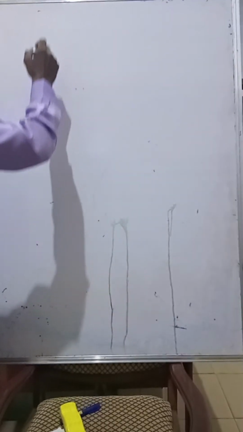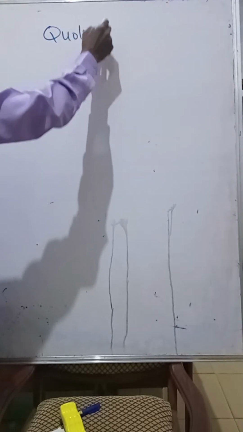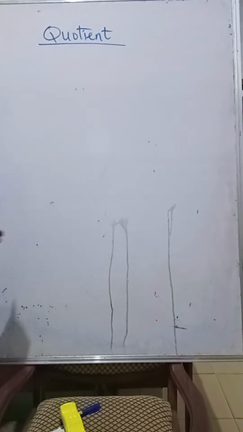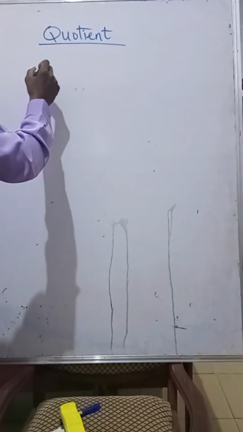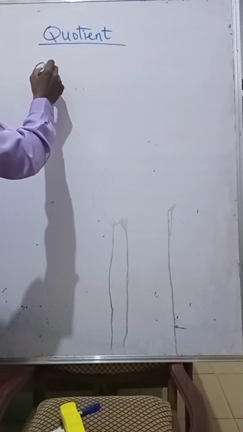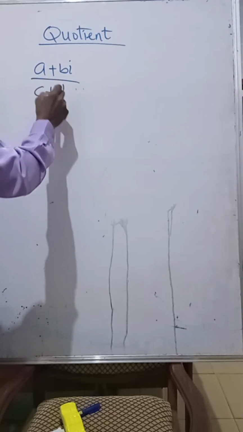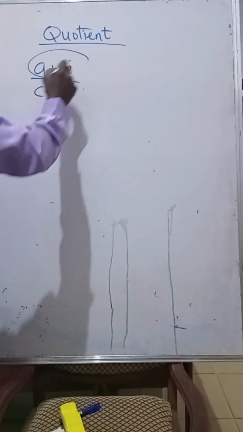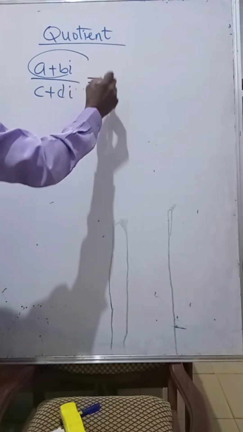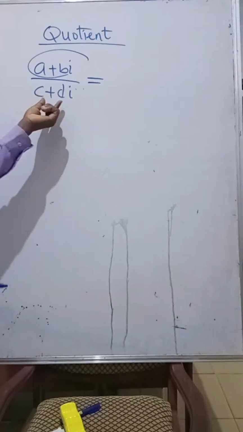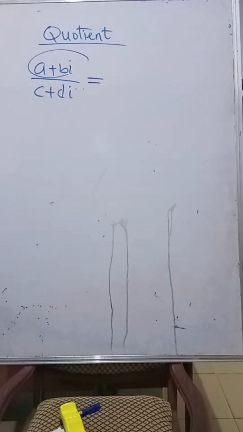So we're looking at quotients of a complex number. What do we mean by quotient? It is when you have two complex numbers that form a fraction. You have the numerator and the denominator. When you have a quotient, you have a fraction of two complex numbers.